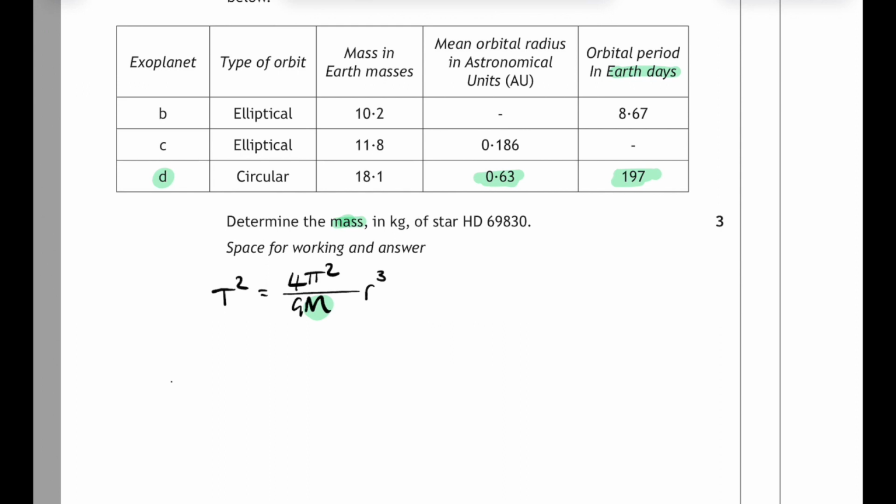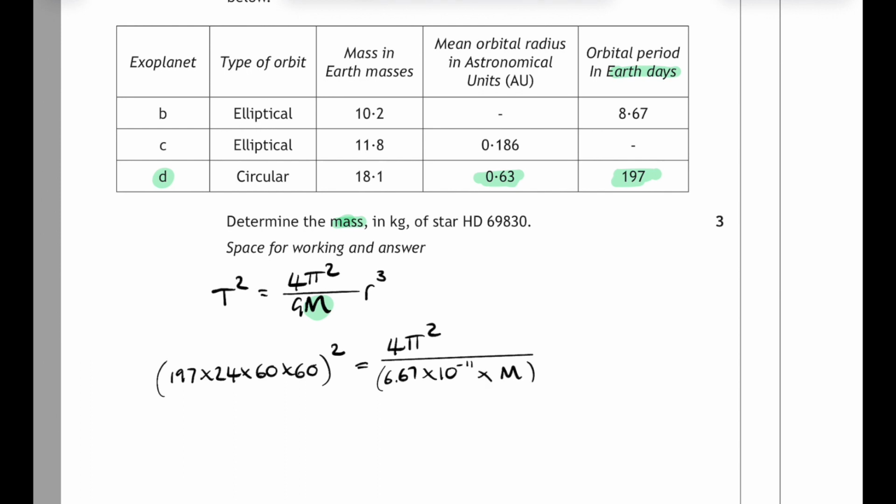So let's do the period first. It's 197 Earth days. So if we want to convert that into seconds, it'll be 197 times 24 hours times 60 minutes times 60 seconds. And don't forget to square it. And that will be equal to 4 pi squared over G, which is 6.67 times 10 to the minus 11, times the mass of the star, which is what we're looking for, times the radius.